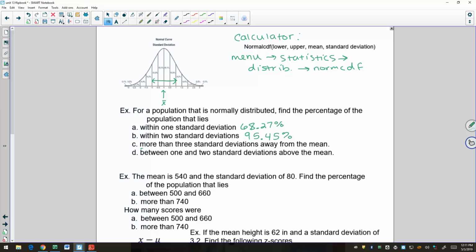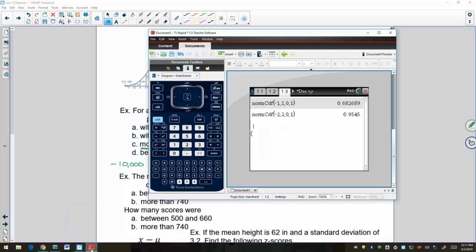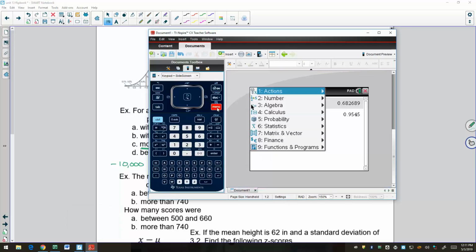If you're ever asked to do more than or less than a certain number, you're going to want to use either -10,000 or 10,000 as your upper or lower limit, since you won't ever have numbers bigger or smaller than that. As a general rule of thumb, just use those numbers. So if we want more than 3 standard deviations away from the mean, you could also do -3 to 3 and then subtract from 1. But let's do more than 3.